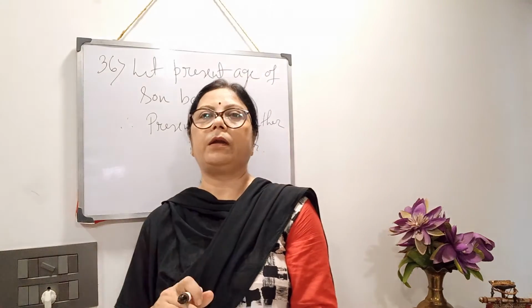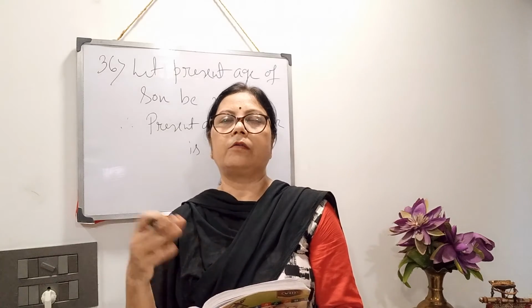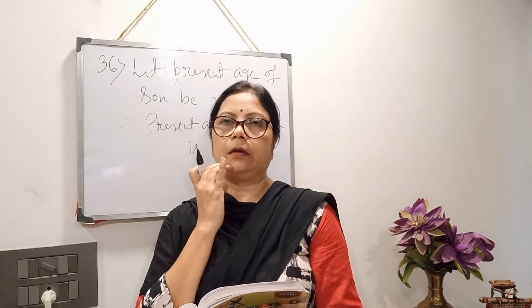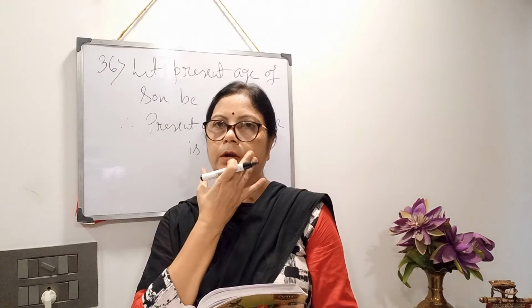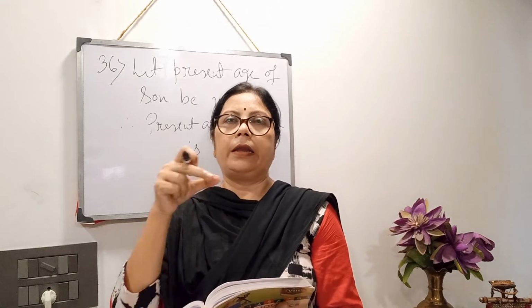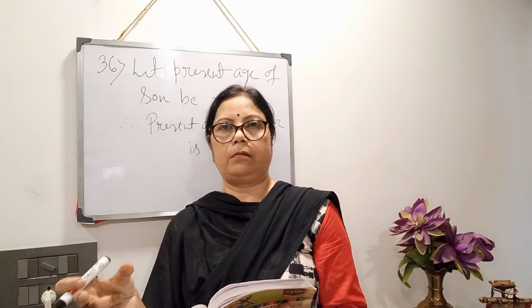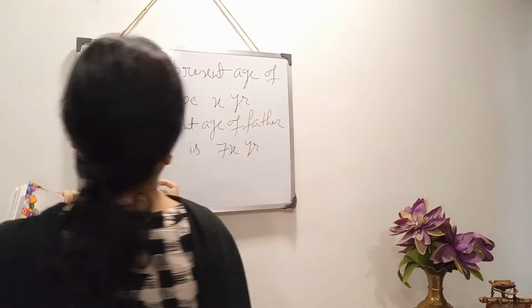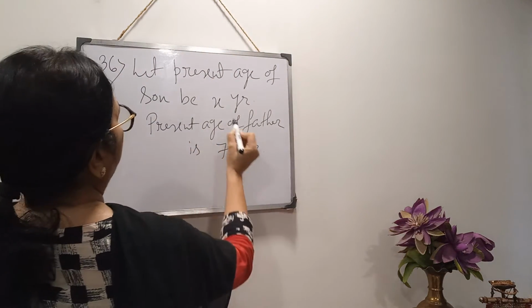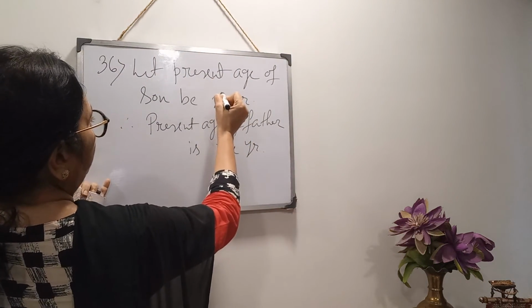Now after 10 years, suppose you are now 11 years old, clear? So after 10 years, what will be your age? 21. How it is coming? 11 plus 10, that year you are counting. So here also, after 10 years, what will be the age of son? After 10 years, age of son will be x plus 10 years, clear?